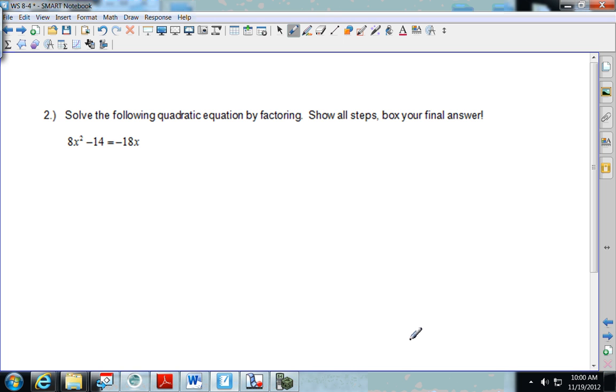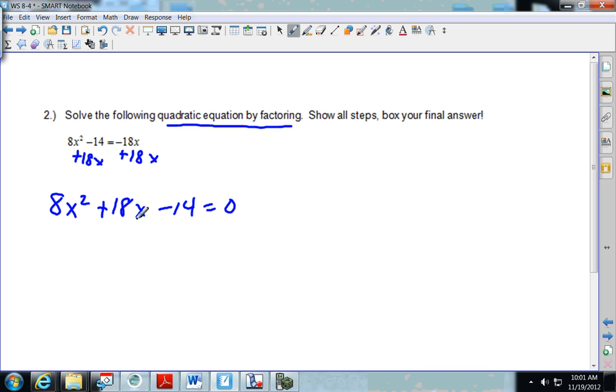Number 2, the difference on this one is it says to solve by factoring. Well, the very first thing, we have to set it equal to 0, like we were before. We would have added 18x to each side. I get 8x squared plus 18x minus 14 equals 0.